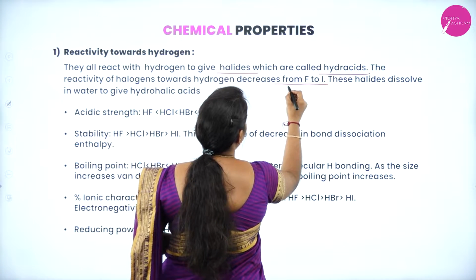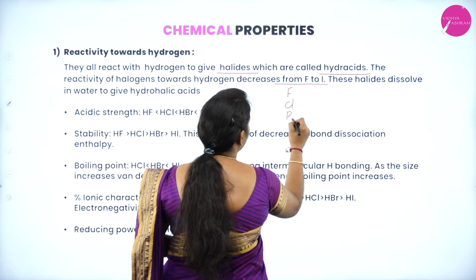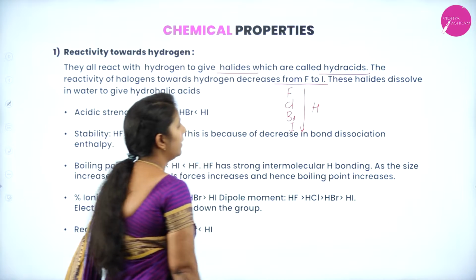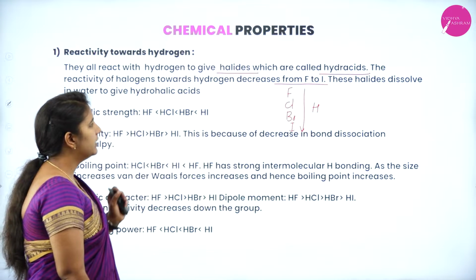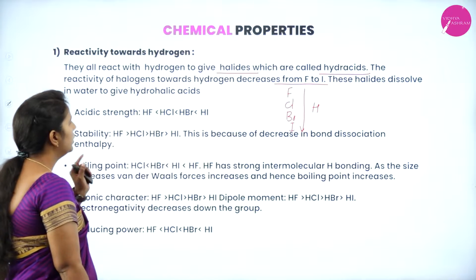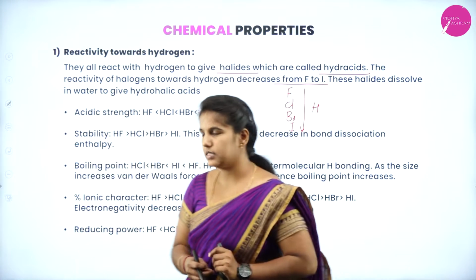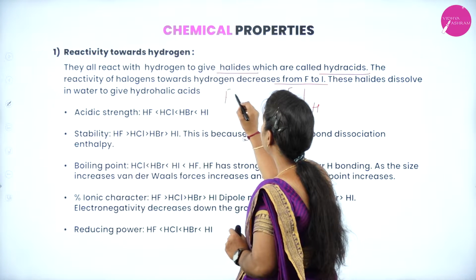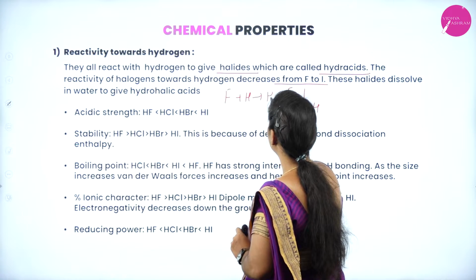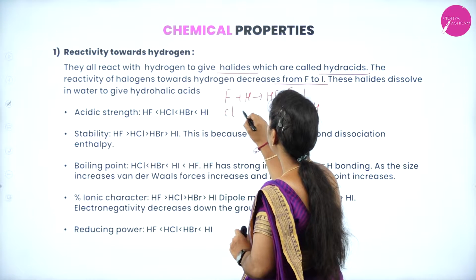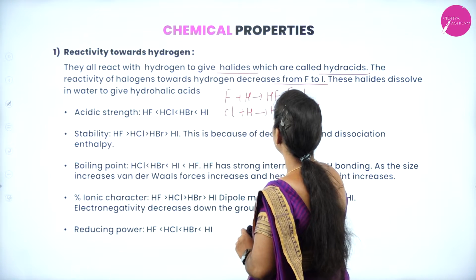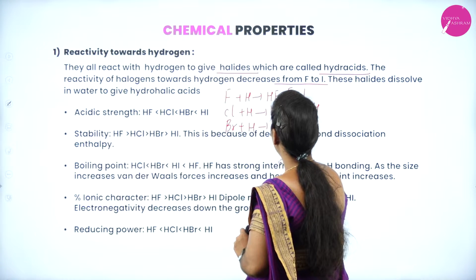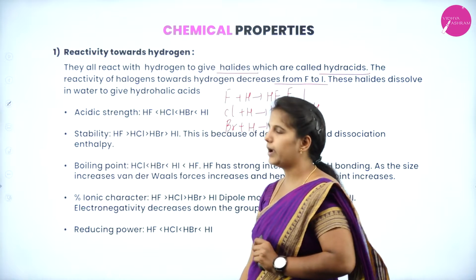As we move down the group, fluorine, chlorine, bromine and iodine, the reactivity towards hydrogen decreases down the group, and these halides are dissolved in water to give hydrohalic acids. For example, you can see that fluorine reacts with hydrogen to form hydrogen fluoride. Similarly, chlorine reacts with hydrogen to form HCl. Similarly, bromine reacts with hydrogen to form HBr, hydrogen bromide.